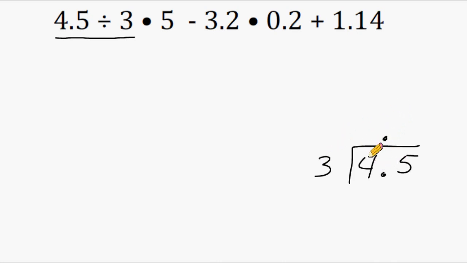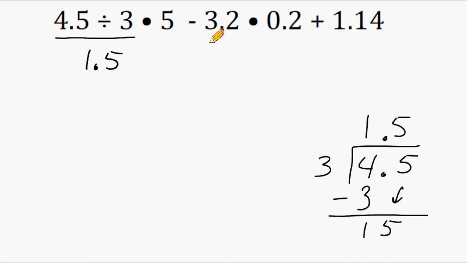Next, we divide 3 into 4, which fits in only one time. One group of 3 is 3. 4 minus 3 is 1. We bring down the 5, which gives us 15. And then we divide 3 into 15, which is 5. So 4.5 divided by 3 is 1.5. So we have to write that right underneath this part of our expression.